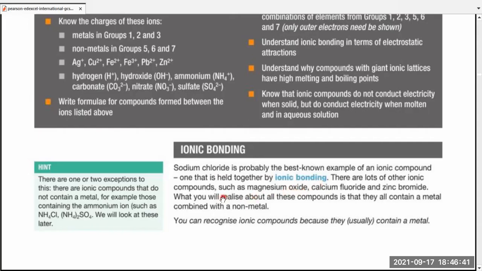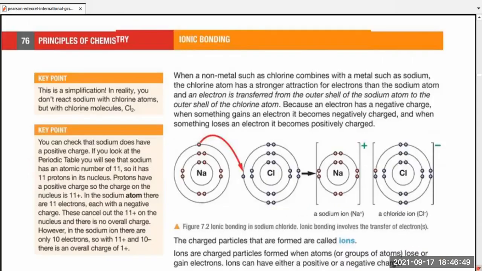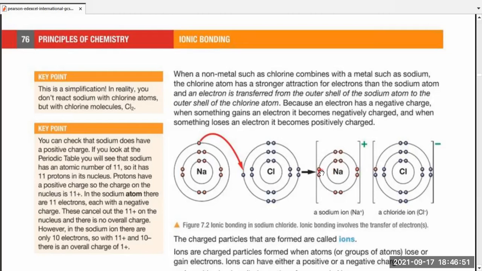There are a lot of other ionic compounds such as magnesium oxide, calcium fluoride, zinc bromide. Now they all contain a metal and a non-metal. Furthermore, non-metals such as chlorine combine with metals such as sodium.